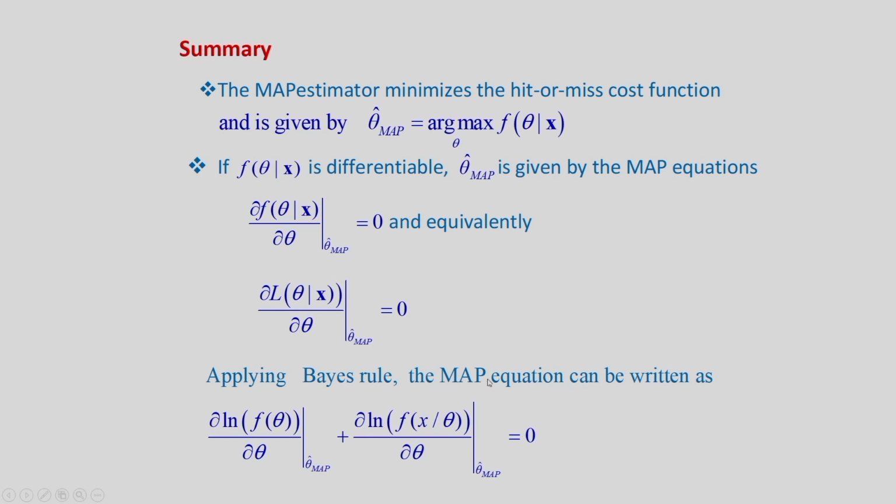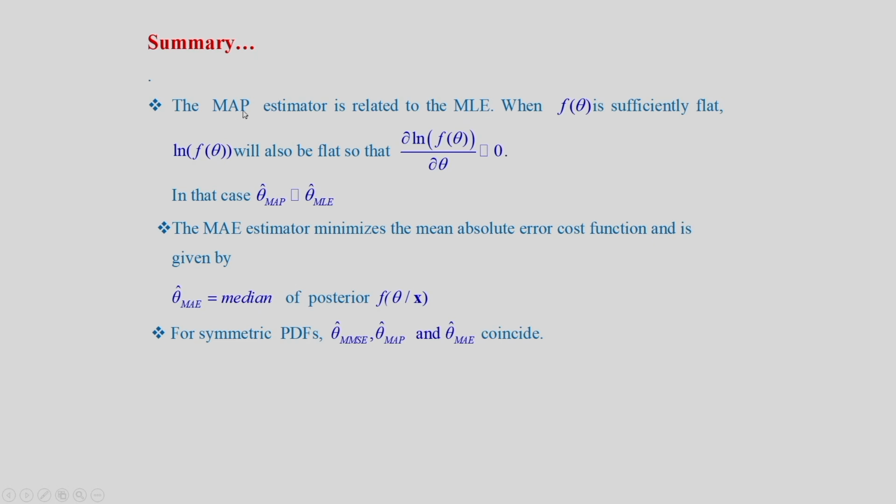Applying Bayes rule, the MAP equations can be written in this form: del theta of log of f of theta at theta hat MAP plus del theta of log of f of x given theta at theta hat MAP must be equal to 0. The MAP estimator is related to the MLE. When f of theta is sufficiently flat, log of f of theta will also be flat, so that the partial derivative of the log likelihood function with respect to theta will be approximately equal to 0. So, in that case theta hat MAP will be equal to theta hat MLE.